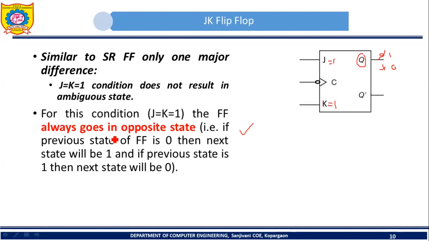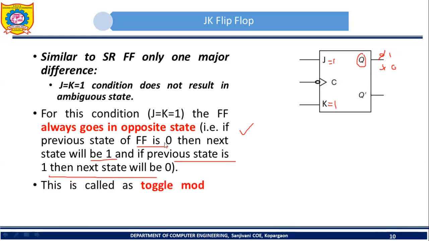For this condition, the flip-flop goes into the opposite state. That is, if the previous state of the flip-flop is 0, the next state will be 1, and if the previous state is 1, then the next state will be 0. This particular operation of JK flip-flop is called toggle mode operation. So this mode is the toggle mode of operation.